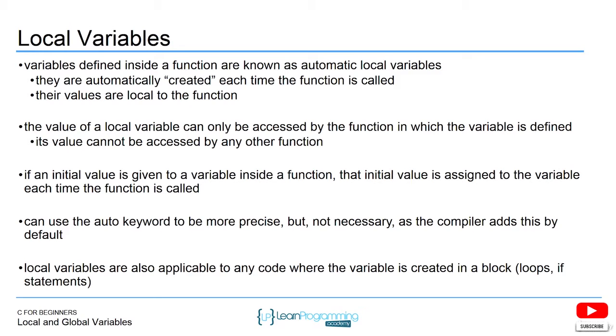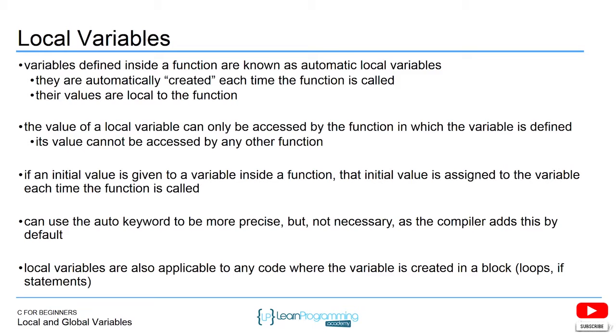Local variables are also applicable to any code where the variable is created in a block, such as loops or if statements. If you have an if statement, what's a block for an if statement? It's just where the brackets start. That's referred to as a block. Blocks can be in functions, in if statements, in loops. Blocks can be anywhere that there's brackets, essentially, and you create that variable. Creation of the variable is declaring it and maybe assigning values to it.